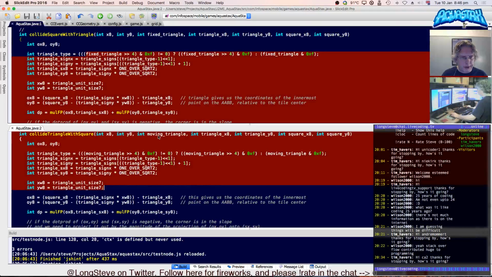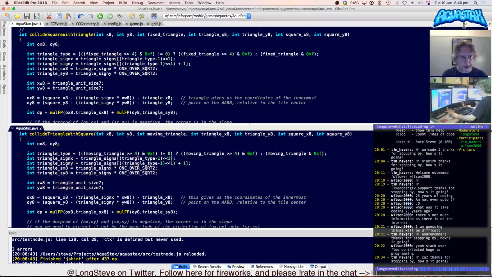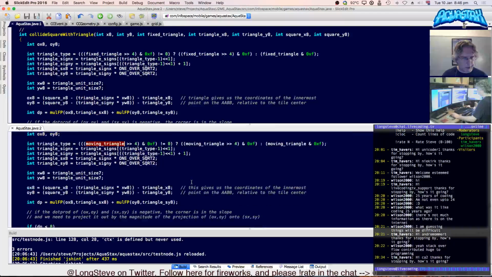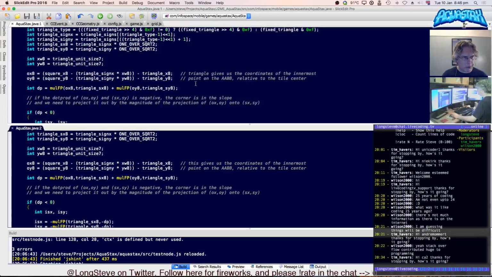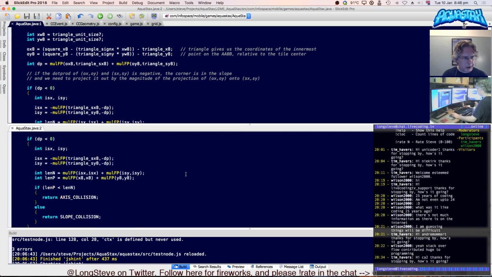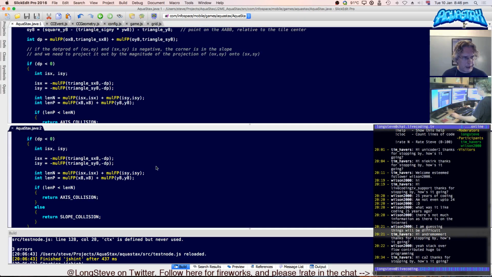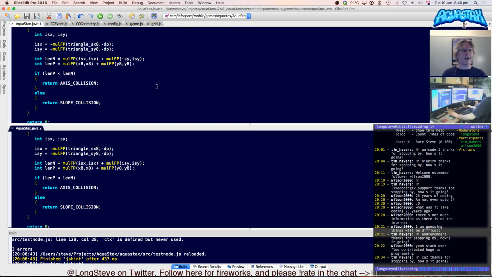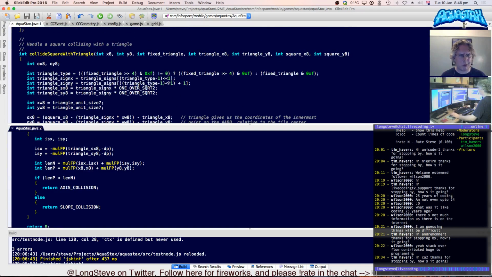So I've noted that the parameter name is different: moving fixed triangle and moving triangle, but we still use the same type. We still get the sine x and y. We still get the OX and OY projecting into the block. We still use the dot product. And then we still use P is less than N. It's collision axis or slope. So they're identical. Those two functions are exactly the same. Why did I ever write them twice?